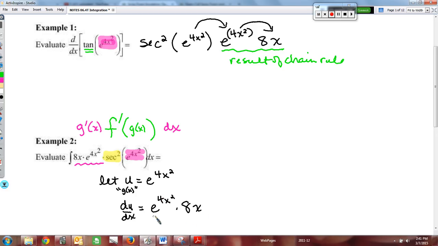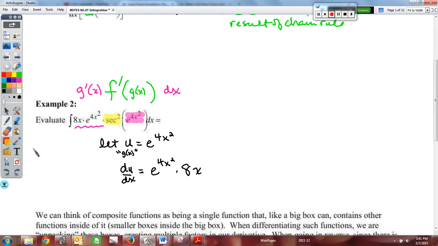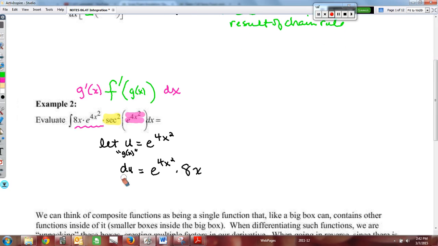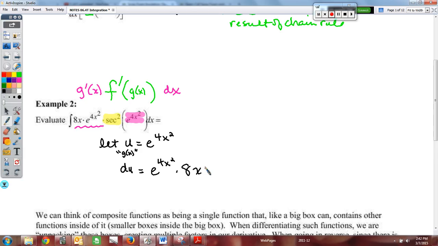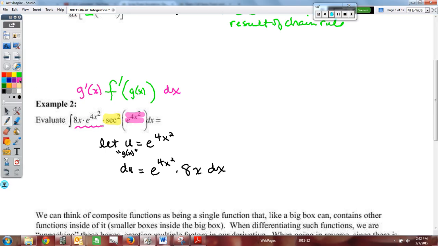And then I look at this, and we always translate this into differential form. To be honest, at this point I've gotten into the habit of automatically putting it in differential form. So you recognize where your g of x, or your u, is. You take its derivative and put it in differential form so that we can then compare it to what we have over here. And it's 8x, e to the 4x squared, and then of course this dx over here.